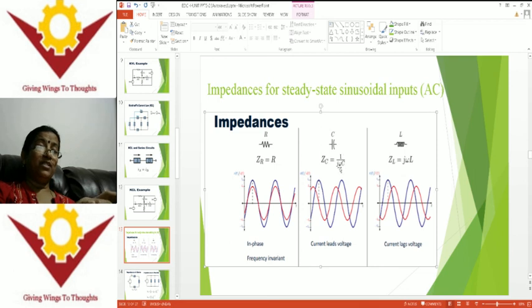In case of capacitor, the capacitance impedance ZC is equal to 1 over j omega C. These are impedances for steady state sinusoidal inputs. While going for the next.